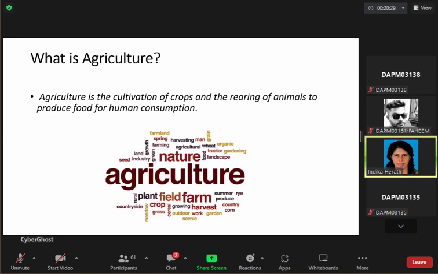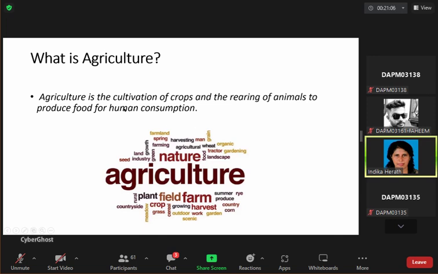So with that concept in mind, when we talk about agriculture, sometimes people think that agriculture is all about planting trees or planting crops and then harvesting and taking something out of it. Agriculture is much broader than that. It's not only about plants, it's also about rearing animals, right? So agriculture is cultivation of crops and rearing animals to produce food for human consumption. This is the general definition.